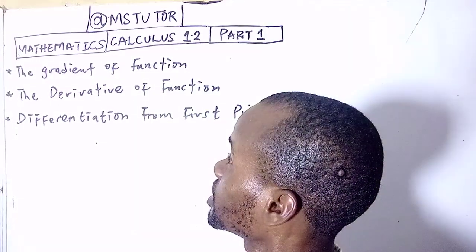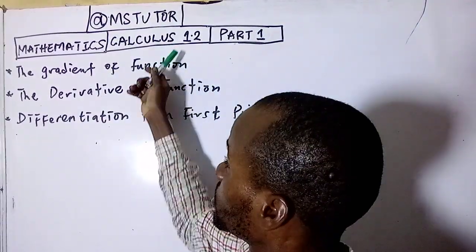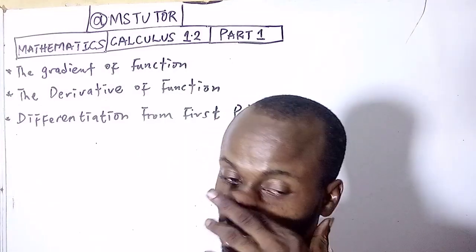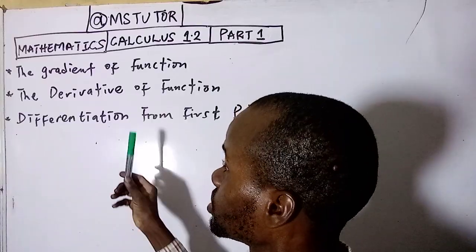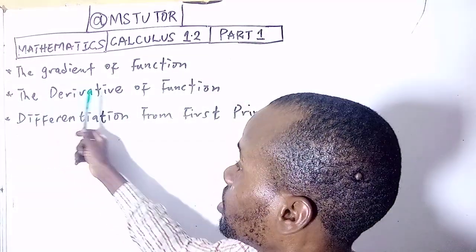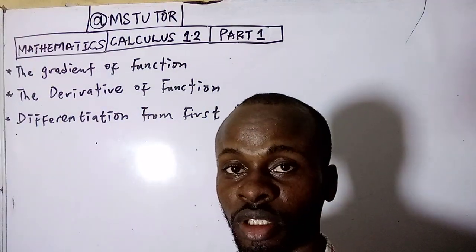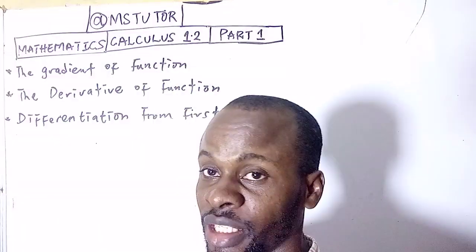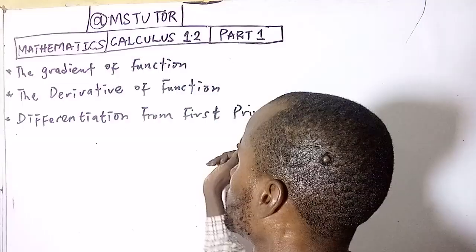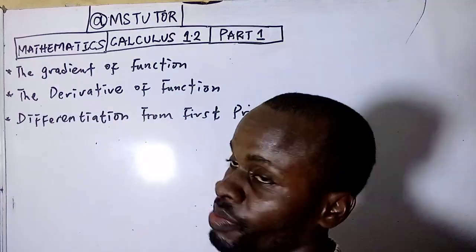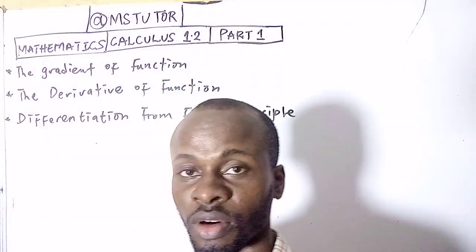This time around, we're taking this aspect of mathematics called calculus. Earlier we've done something on limits of function. So this time around we're taking something on the gradient of function. We also do something on derivative of function. What do we imply by the word derivative of function? We also take this aspect of differentiation from first principle. So very quickly, let's touch this aspect of gradient of function.